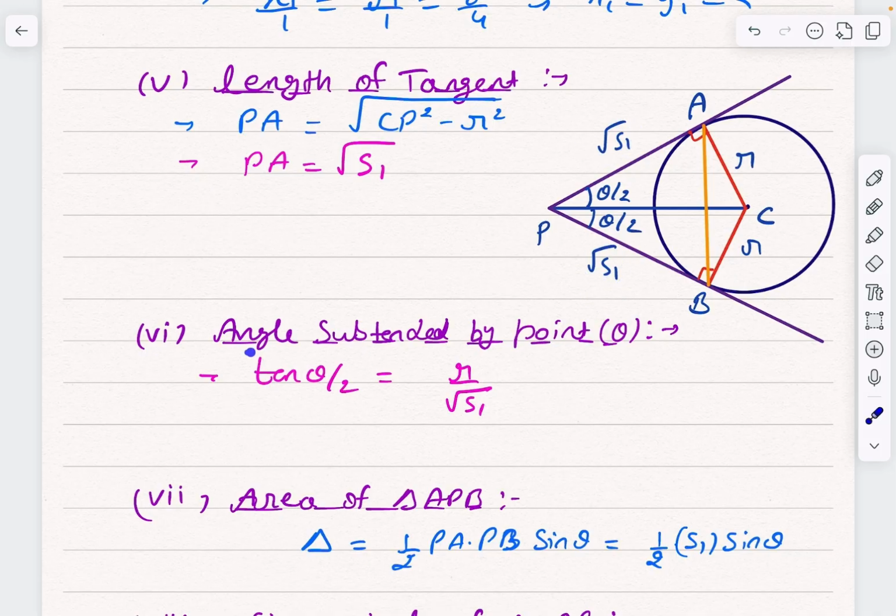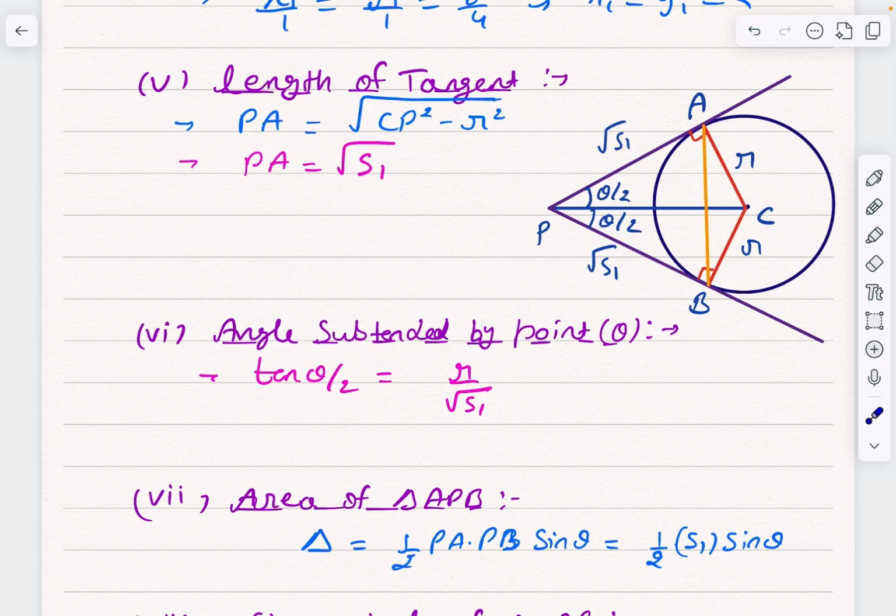Now, angle subtended by a point on circle. What is angle subtended by a point on circle? Let us say P is the point. The angle APB, which in this case will be theta, with theta by 2 and theta by 2, the complete angle will be theta. So we'll say P subtends angle theta on the circle. The angle between the tangents is called the angle subtended by a point on the circle.